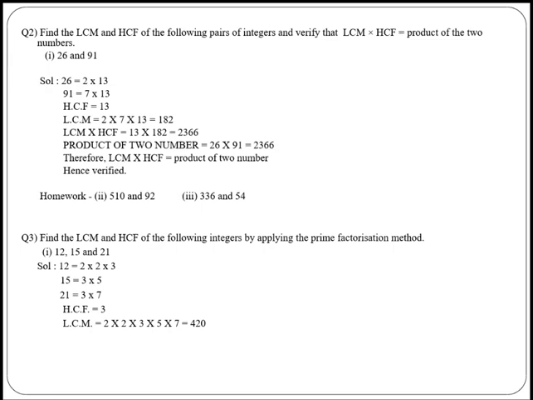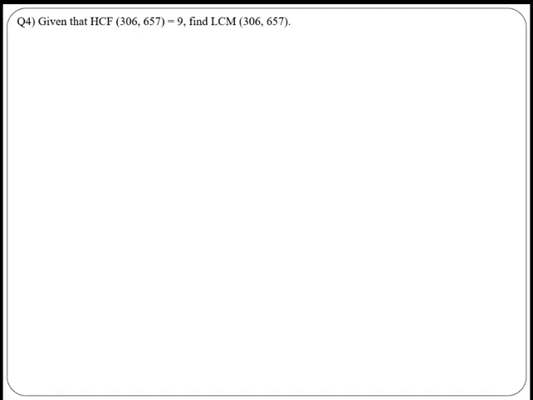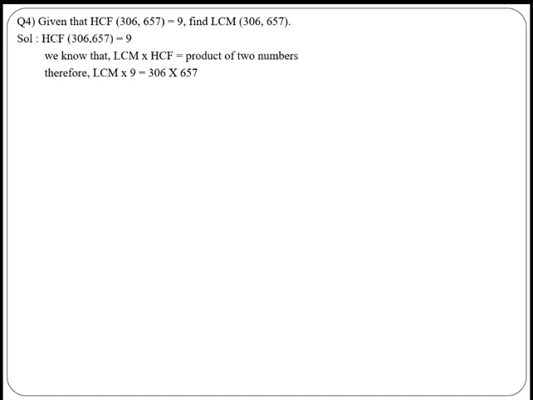So as you have learned LCM and HCF, here are 2 more questions solved by the same method which we are using in question number 3. Now question number 4. Given that HCF of 306 and 657 is equal to 9, we have to find the LCM of 306 and 657. So here we have the solution.